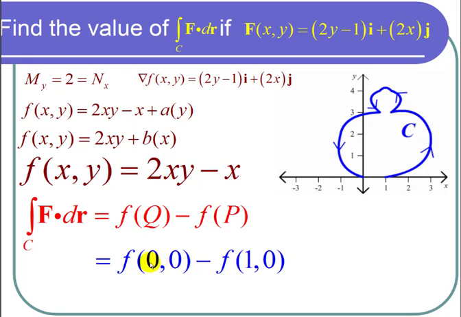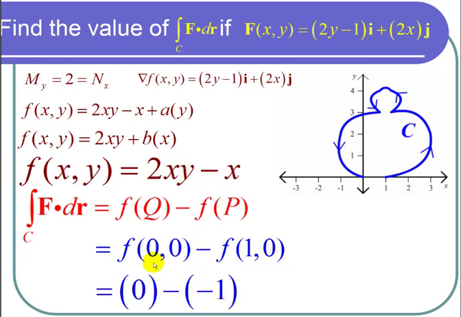So now let's plug in. If I plug in x and y both equal to 0 into the potential function, I get 0 minus 0, and that's 0. And if I plug in x equals 1 and y equals 0 into the potential function, I get 2 times 1 times 0, which is 0, minus 1. So the potential function at 1, 0 is negative 1. So I get 0 minus negative 1, and that, of course, is equal to 1. So I can conclude that the line integral over C of the vector field F dot dr is equal to 1. And I'm done with the problem.